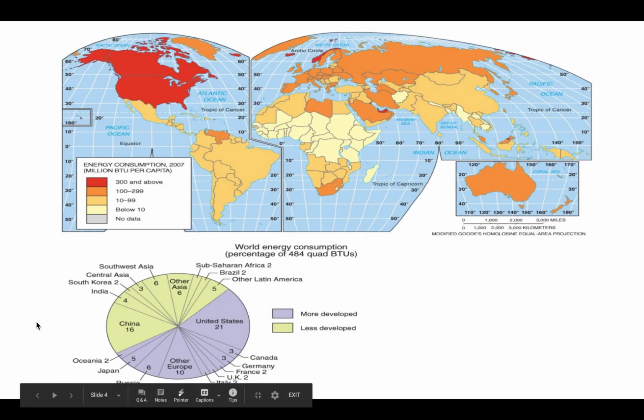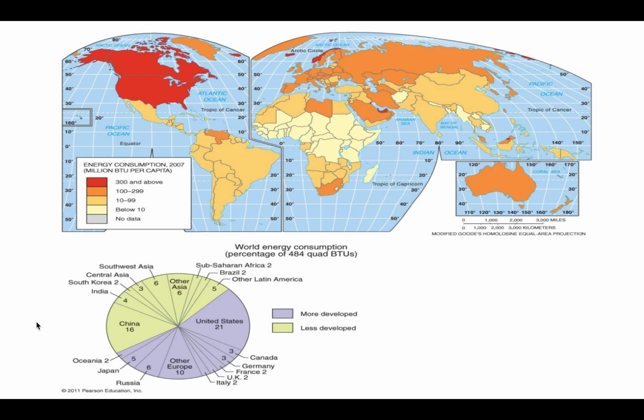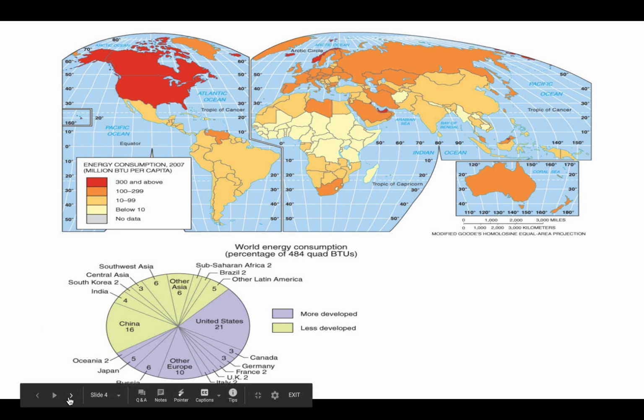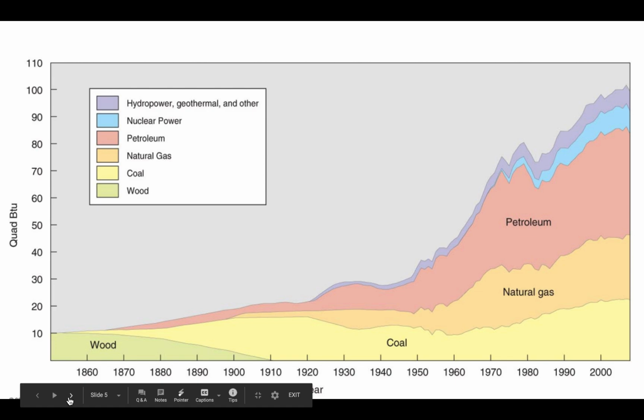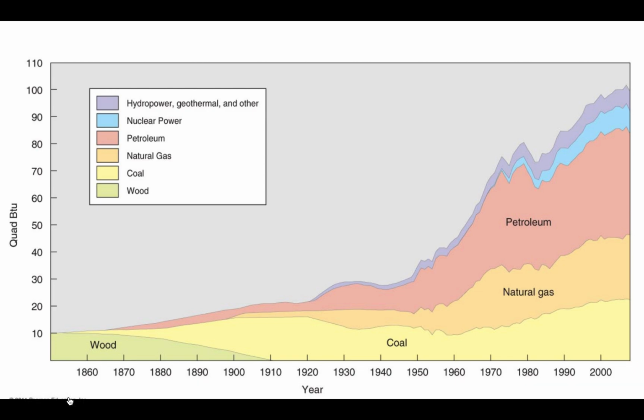We can look at the energy consumption. Energy consumption in 2007, but the same would hold true today. The most energy consumption is the United States, followed by Canada, and the fastest growing would be China. When we look at both renewable and non-renewable energy, let's take a look at renewable energy such as hydropower, geothermal, and other. We can see that it has grown in terms of quad BTUs, so that's a measurement of energy, from 1920 to today in 2000.